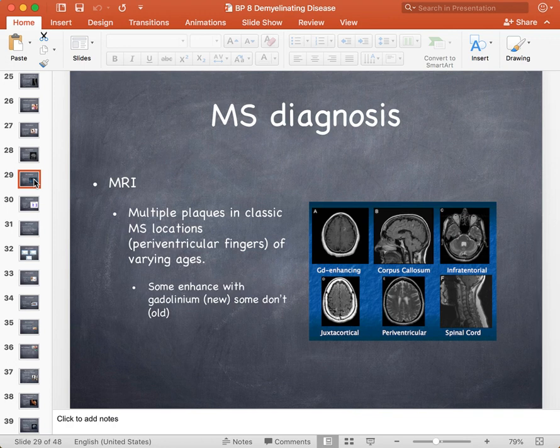So if you see patients who have multiple plaques in classical MS locations, like those paraventricular fingers I showed you before, and they look to be of varying ages, what that means is that new lesions enhance when you give gadolinium, because that is a marker of a breakdown of the blood-brain barrier. If you have some lesions that enhance, that means they're new, and if you have some lesions that don't enhance, that means they happened previously, so they're old.